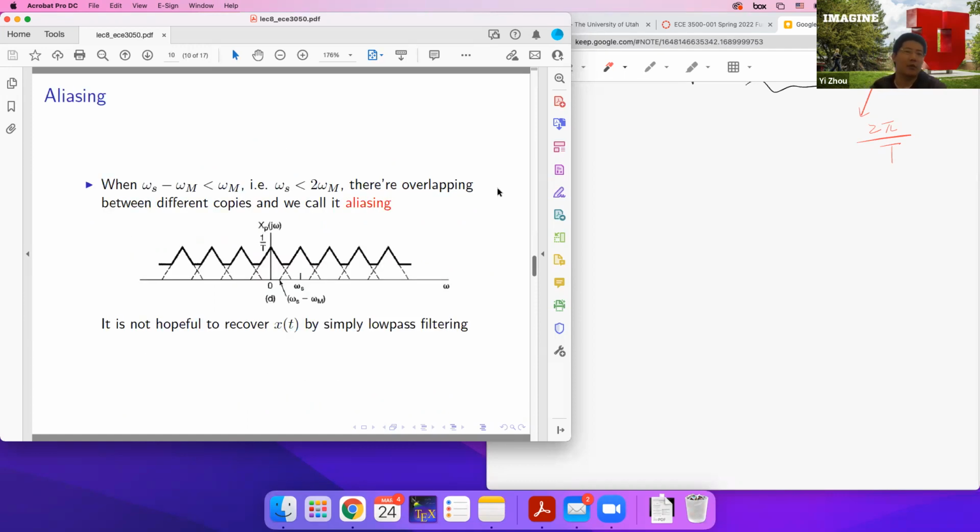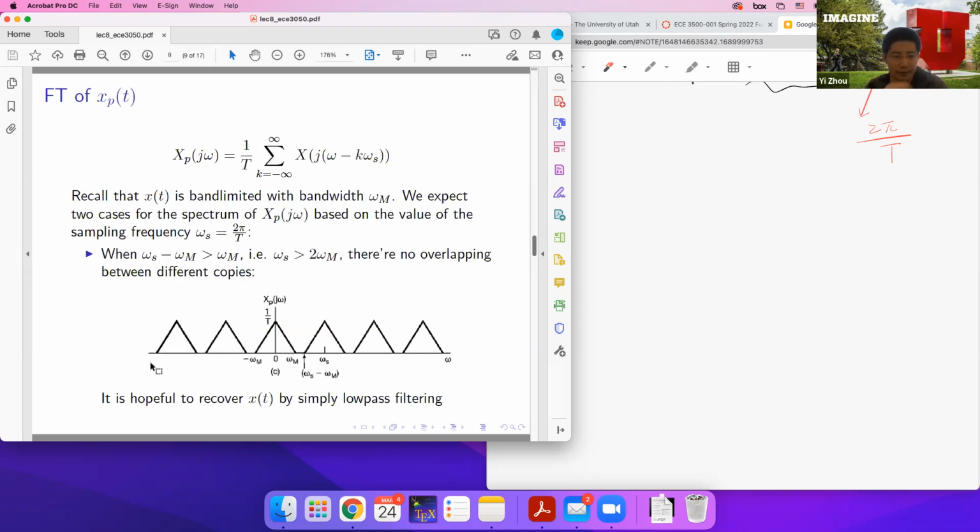Now, on the other hand, if the sampling frequency is lower than this threshold, then these different copies will be overlapping with each other, and then the spectrum will in general be distorted, and consequently we cannot recover the original spectrum anymore. So this is the most important conclusion from this observation. The Nyquist rate.